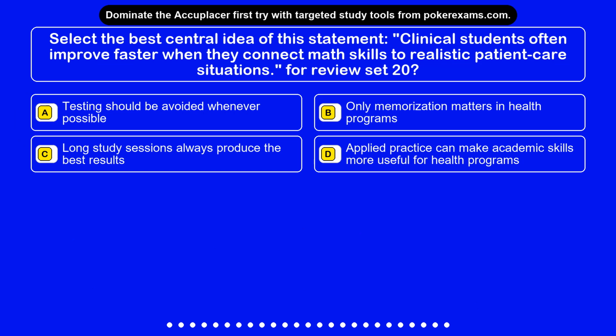Question 13. Select the best central idea of this statement. Clinical students often improve faster when they connect math skills to realistic patient care situations. For review set 20. Option A. Testing should be avoided whenever possible. Option B. Only memorization matters in health programs. Option C. Long study sessions always produce the best results. Option D. Applied practice can make academic skills more useful for health programs.